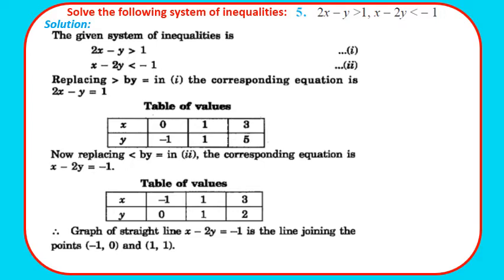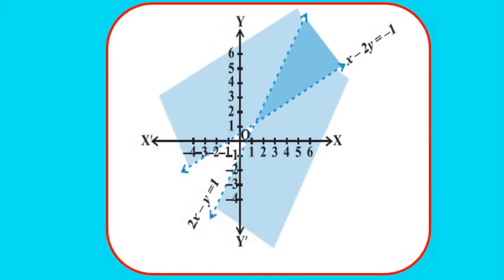So plotting the graph for these two lines, we get our required graph as below. As the inequality does not contain the equal to sign, we have drawn the dotted line for both the lines, that is x minus 2y equals minus 1 and 2x minus y equals 1. And again putting the origin, that is (0, 0), in both the inequalities, we will check whether the origin is in the solution or not to get the solution region for the two inequalities independently. And the region common between these two will be our required solution.